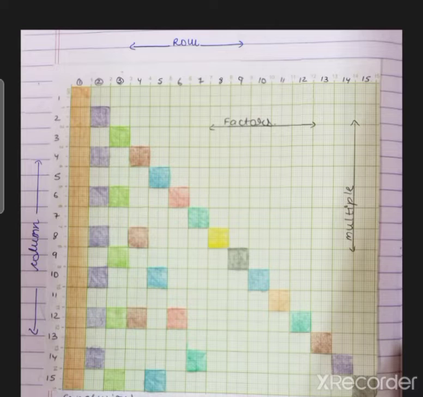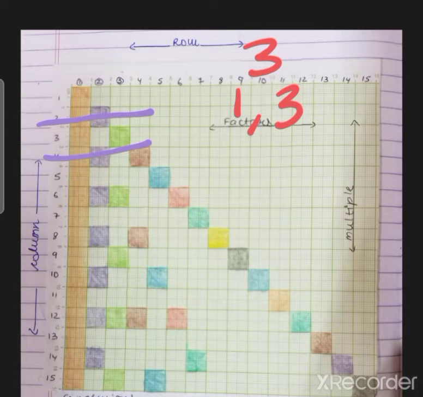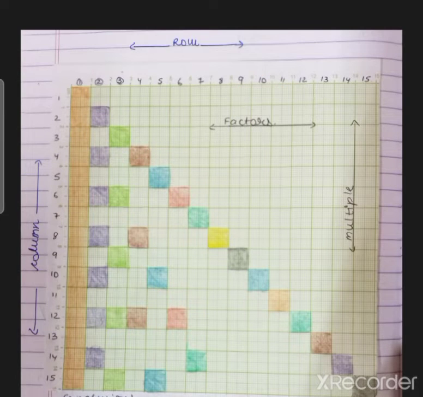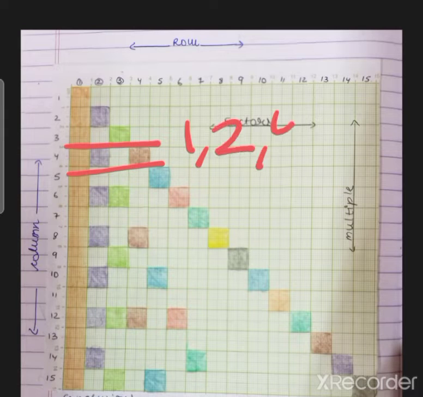Please see this thing. Now let's see factor of 3. What is the factor of 3? Whichever boxes are covered, we can say colored, those are the factors. So what will be the factor of 3? The factor of 3 is 1 and 3 only. That's it. Next is the factor of 4. What is the factor of 4? Please see clearly in the graph. It is 1, 2 and 4. 3 is not a factor because it is not coming in the table of 4.